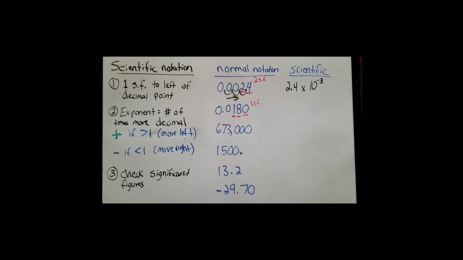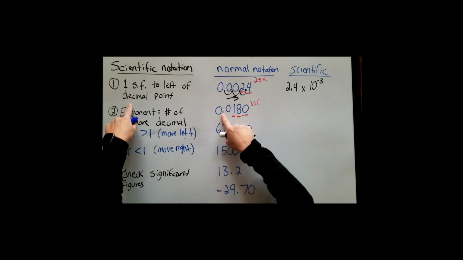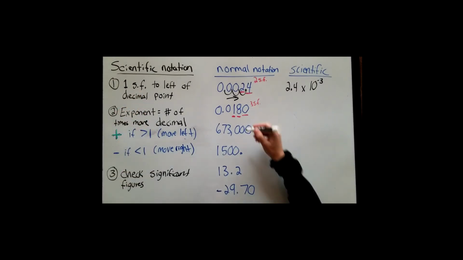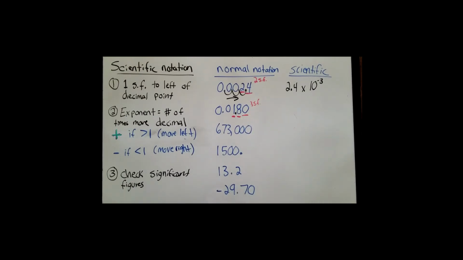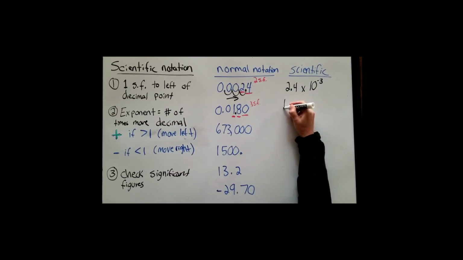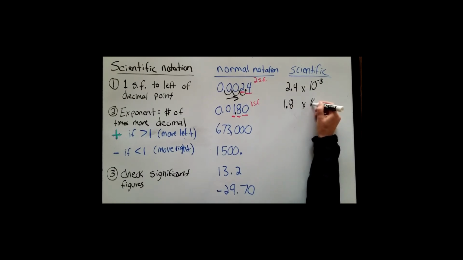Next, let's figure out where the decimal should go. So the decimal is currently here, but where we want it to be is so that there's 1 significant figure to the left. So in order to do that, I'm going to put it between the 1 and the 8. That way I have 1 non-zero number to the left. That's going to give me 1.8 times 10 to the.